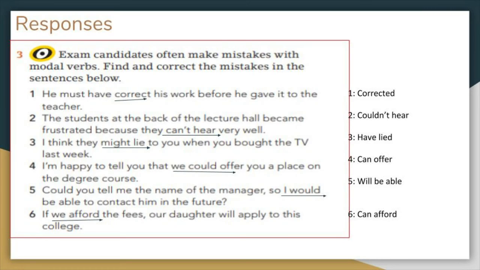The number 5, we have to use will be able instead of would, because as well it is a sure thing. We are sure that we are offering.